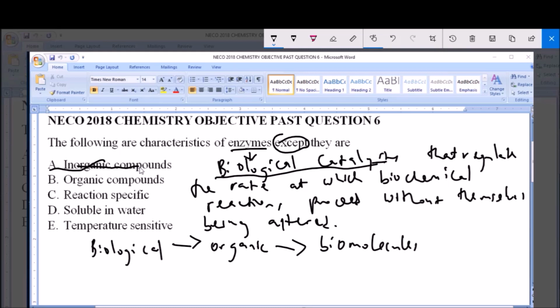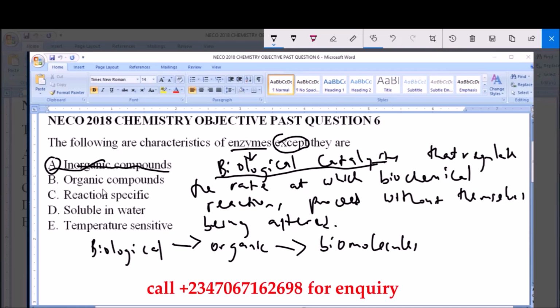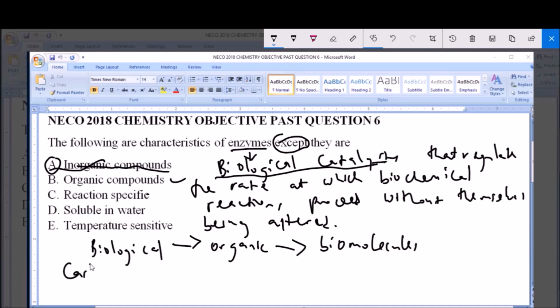So option B says organic compounds, so it is a characteristic. Option C says reaction specific. Yes, enzymes will only affect reactions which they are supposed to affect. For example, an enzyme that is supposed to catalyze breakdown of carbohydrates, such as the enzyme known as amylase, will only catalyze this reaction.